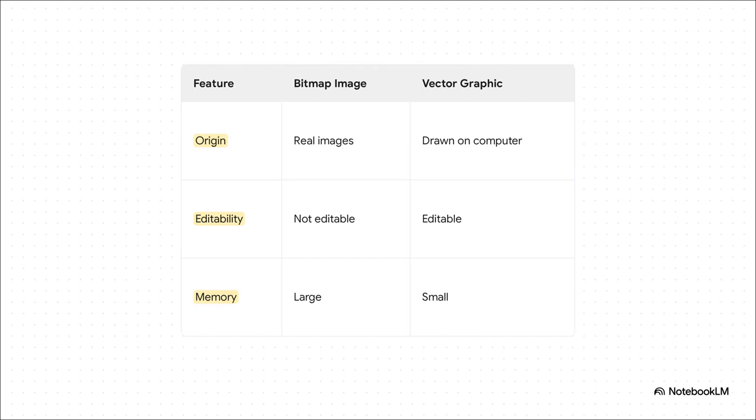This comparison is super important. Here's a huge MCQ alert. Your exam will almost definitely ask about the difference between bitmap and vector graphics. Just remember this. A bitmap is like a photo. You can't really edit it, and the file size is large. A vector, on the other hand, is like a drawing. You can edit it, and the file size is small. Photo versus drawing. That's all you need to remember.